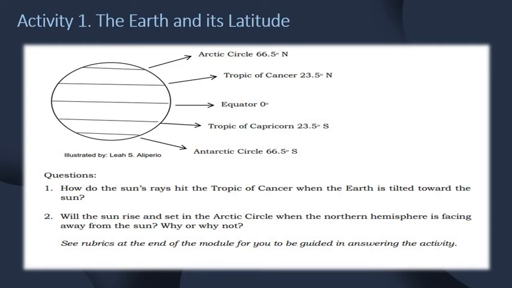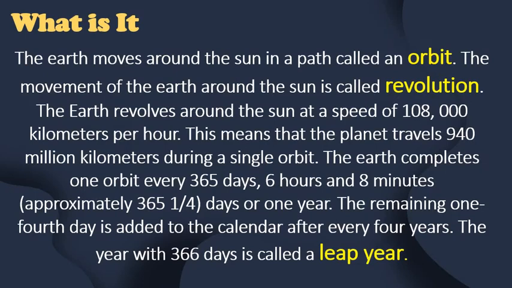And here are the questions. How do the sun's rays hit the Tropic of Cancer when the Earth is tilted toward the sun? Number 2 question. Will the sun rise and set in the Arctic Circle when the Northern Hemisphere is facing away from the sun? Why or why not? What do you think is the answer? Anyway, let's proceed. What is it?